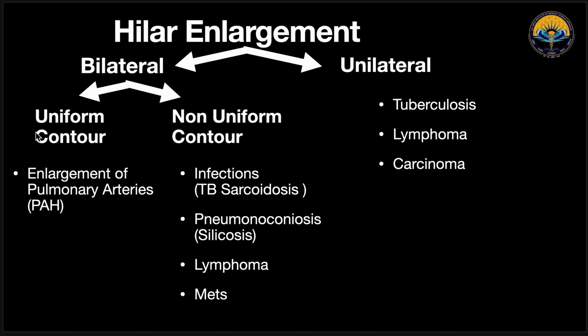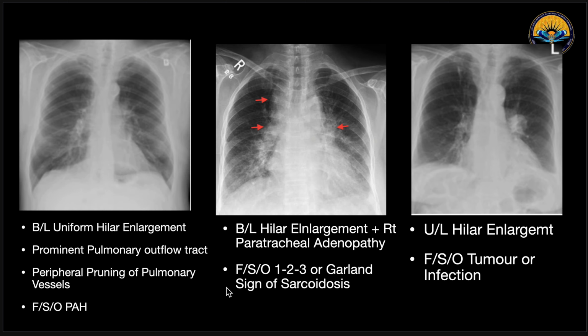If it's bilateral and it's uniform, then that is secondary to enlargement of the pulmonary arteries. The pulmonary arteries of the hilum have enlarged, and that gives uniform bilateral hilar enlargement. But if it's non-uniform, then we should always rule out TB, sarcoidosis, silicosis, lymphoma, carcinoma, and or some mets.